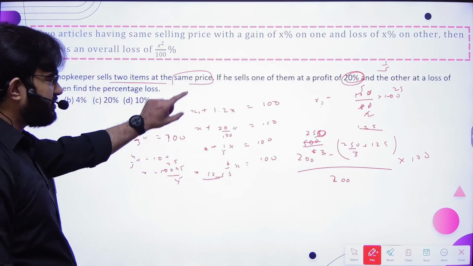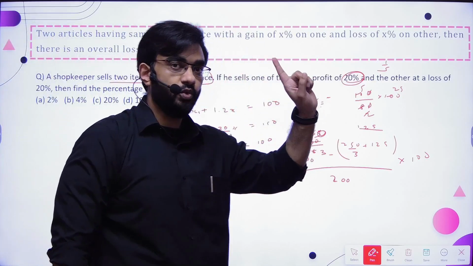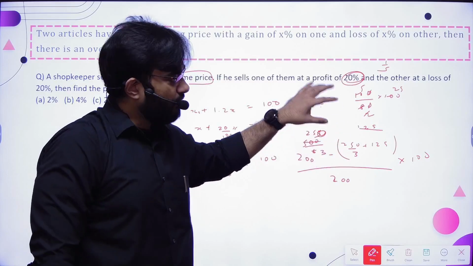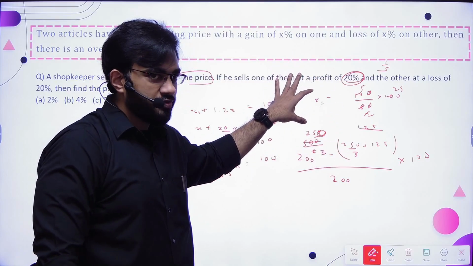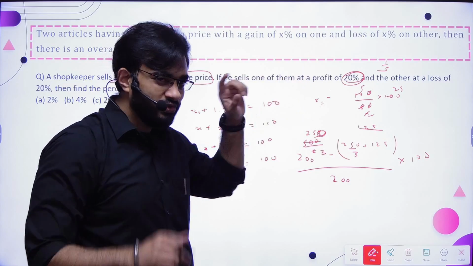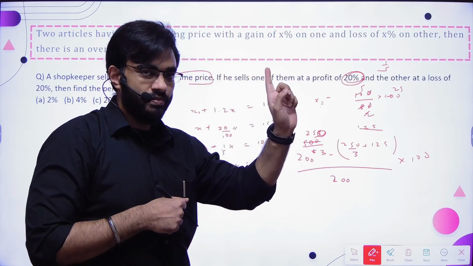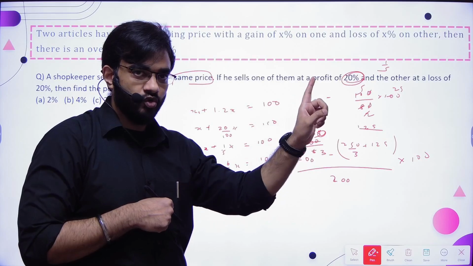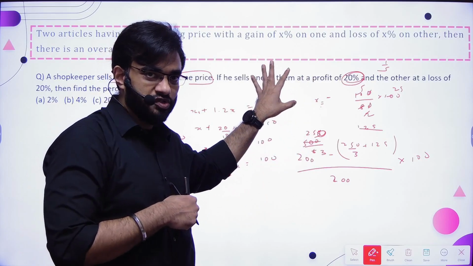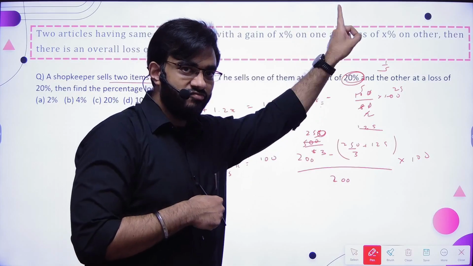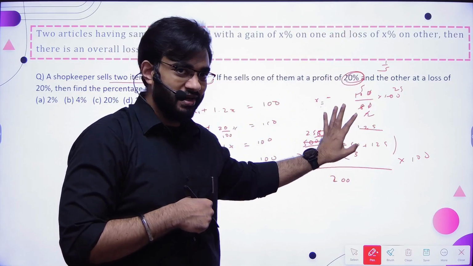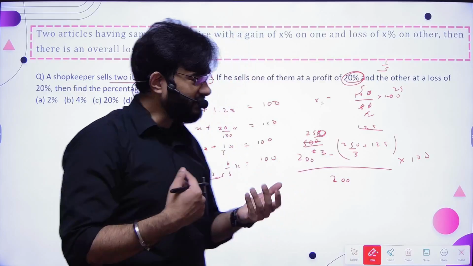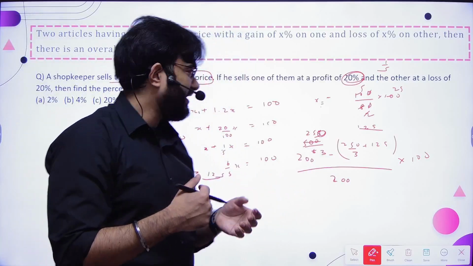So if you realize that 20% is 1 by 5, then in order to calculate cost price in terms of SP, you just have to imagine that 1 minus 1 by 5 will be 4 by 5, and the cost price then will become 5 by 4 of x. Similarly, just try to analyze what I just said.